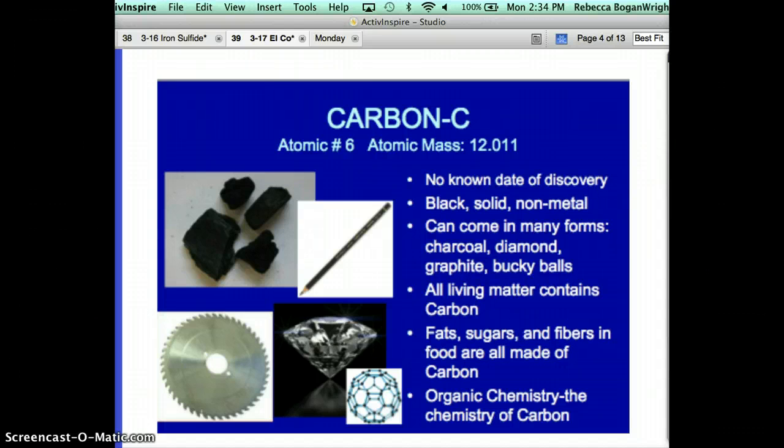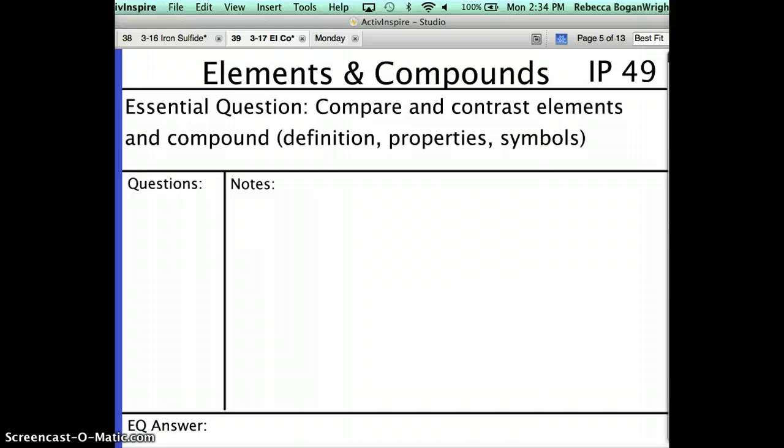When you're ready, flip on over to IP 49. This is where we're going to be taking our notes for today. Take a moment to pause the video and set up your notes on IP 49, titling it Elements and Compounds. And here's our essential question. Compare and contrast the elements and compounds. Like, what is the definition of an element and a compound? How do their properties compare? And how do their symbols compare? When you are done setting up your notes, you can move on.